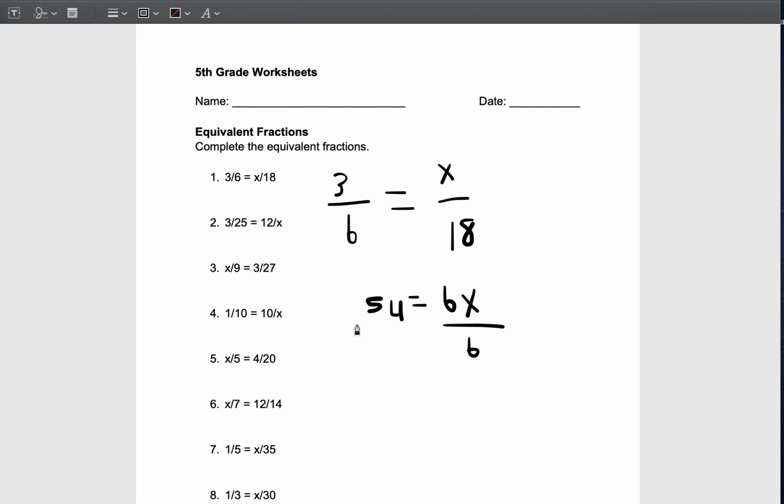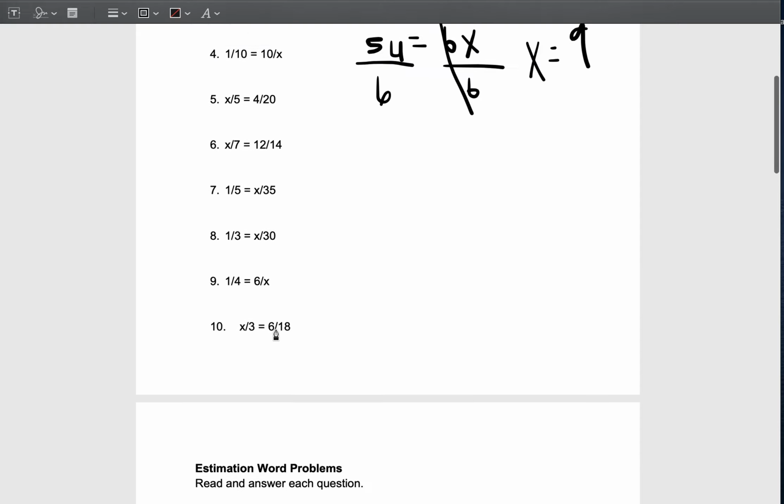So I'm going to divide by 6 on both sides. 6 cancels out here. 54 divided by 6, if you know your multiplication table, is 9. So x will equal 9 for the first question. Let me do one more question.